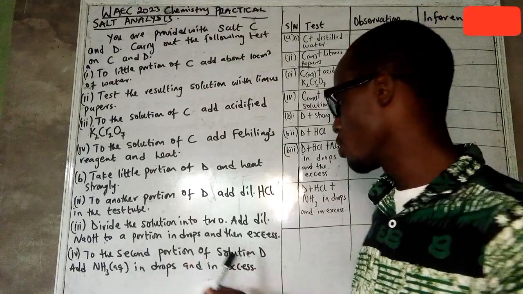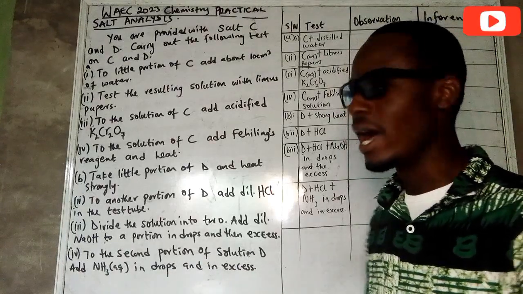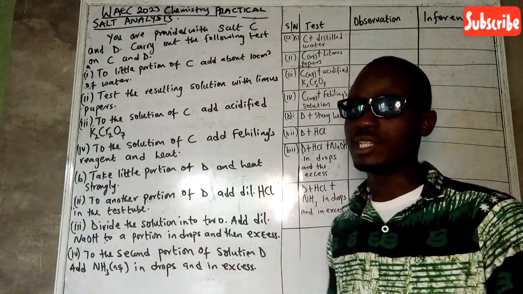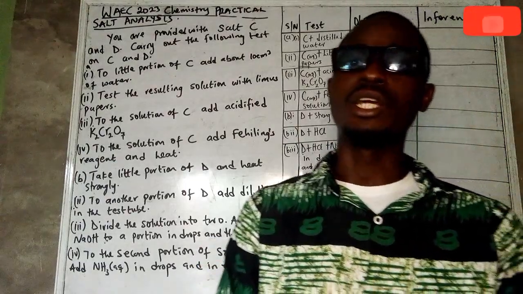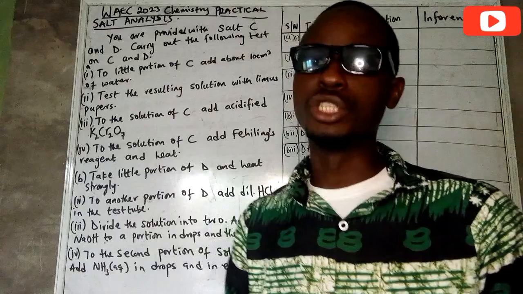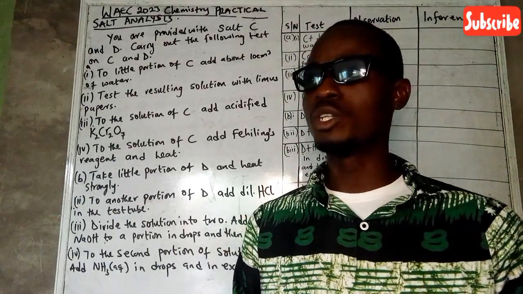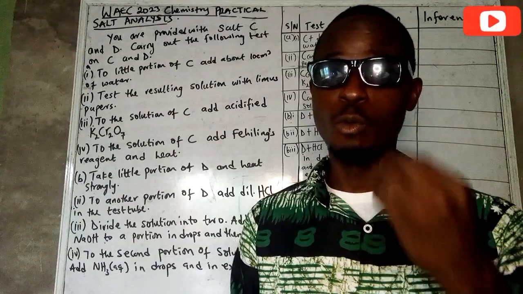Now, to the second portion of the solution D, add NH3, which is ammonia, in drops and in excess as well. So you give your inference in both cases. So in a nutshell, we are going to look at how the experiment will be done now, and let us see all these observations and give our inferences from what we see.